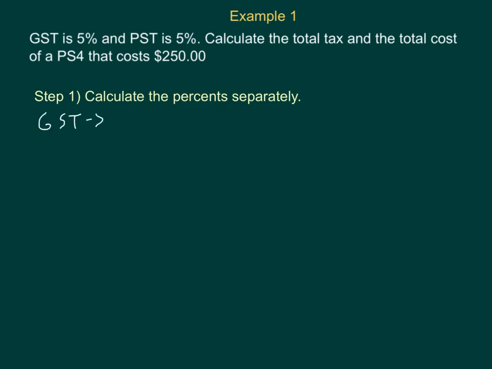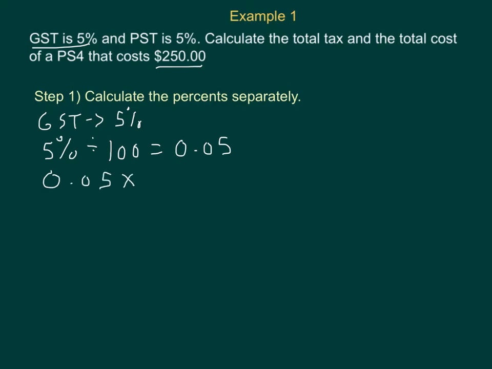GST is 5%. To find the percent of a number, we divide 5% by 100 to get it into a decimal, and it becomes 0.05. Now we've got our decimal. We're asking ourselves, what is 5% of 250? We follow our formula from last class: 0.05 multiplied by the total number, which is 250.